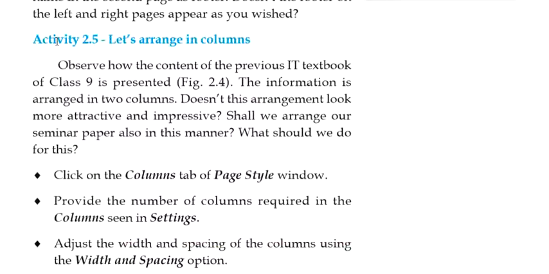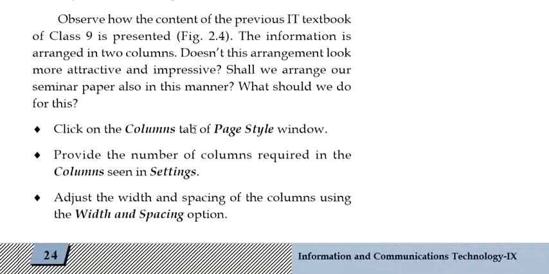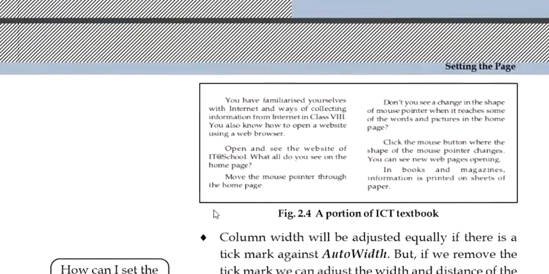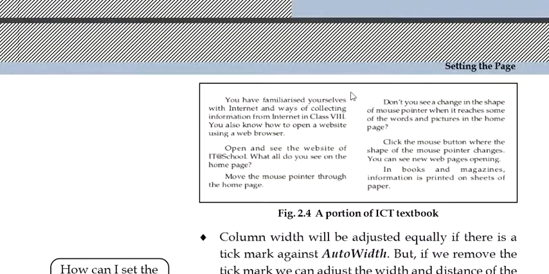Next activity 2.5. Let's arrange in columns. We can arrange the content of the page in many columns. For that, click on the columns tab of page style window. Provide the number of columns required in the settings. Then adjust the width and spacing using the width and spacing option. You can see the content is arranged in 2 columns here.